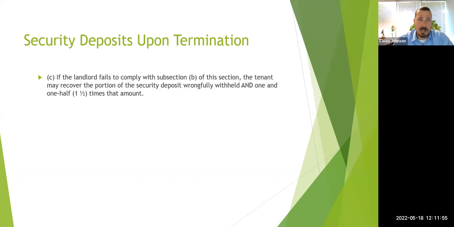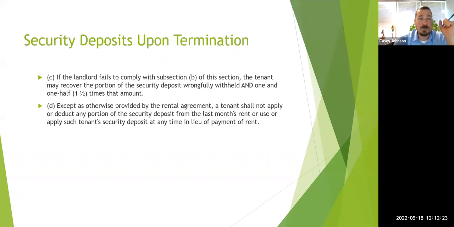If the landlord doesn't do that, then the tenant can recover the amount wrongfully withheld and 1.5 times that amount. So later we'll cover a statute that does 1.5 times. This is the amount wrongfully withheld and 1.5 times. So it's 2.5 times total. So it's a very favorable tenant provision. If the landlord either doesn't return the security deposit, wrongfully withholds it, or if they just fail to give that list, so if they don't give a list saying why they're keeping that damages within 30 days, the tenant can sue them for that.